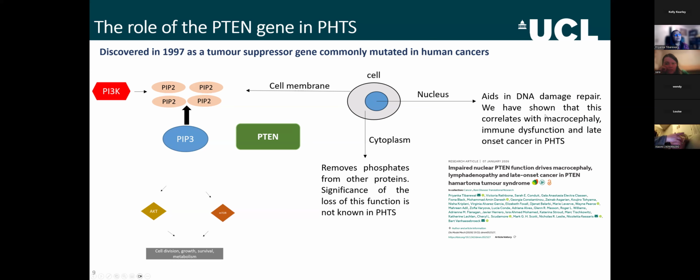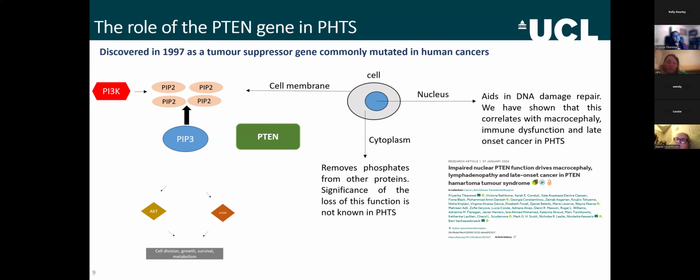It leads to, or contributes to, macrocephaly and immune dysfunction in PHTS, and it can cause late onset cancer in PHTS rather than variants which cause early onset cancer. And these variants are commonly seen in PHTS patients as well. So these are the different functions of the PTEN gene.